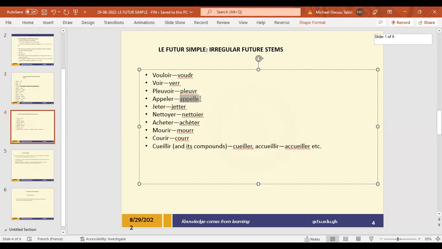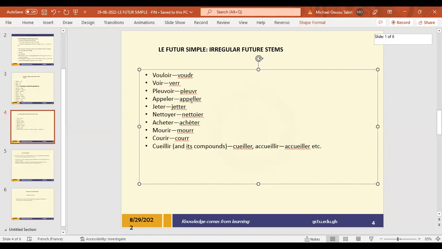It's regular. Look at it. The only difference is the infinitive form is one L. But when it comes to the irregular future stem, you need to double it. It's LL. You have two L here before you add the appropriate endings. Take note of it.